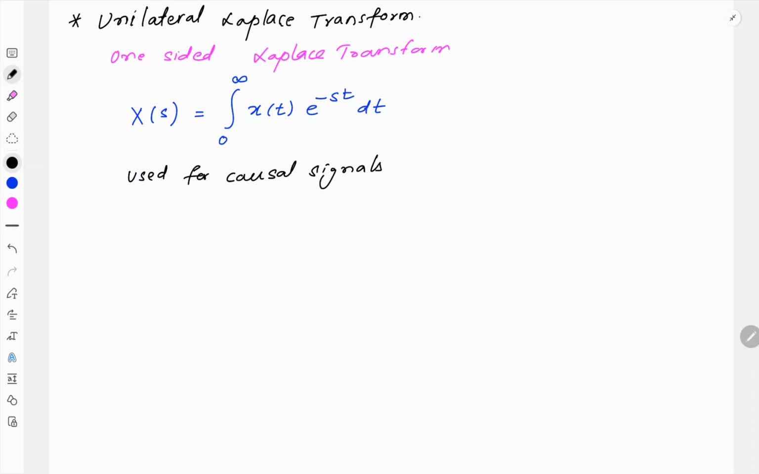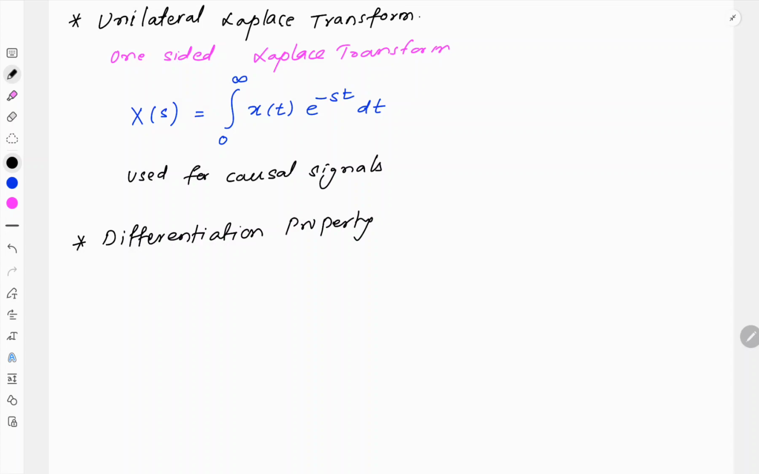Now, if we look at the unilateral Laplace transform and the other version, which is bilateral, where the limits are from minus infinity to plus infinity, all the properties of unilateral and bilateral Laplace transforms are almost identical, but the only change is in the differentiation property. So for the unilateral Laplace transform, the differentiation property is defined as follows.